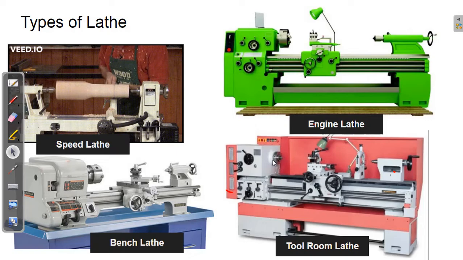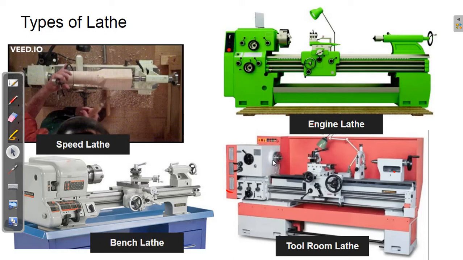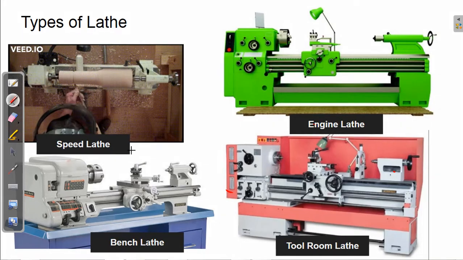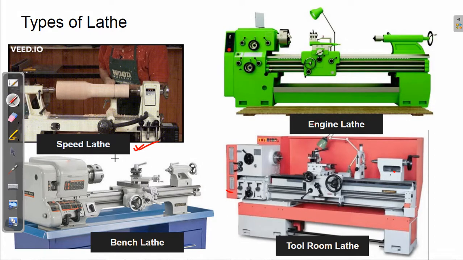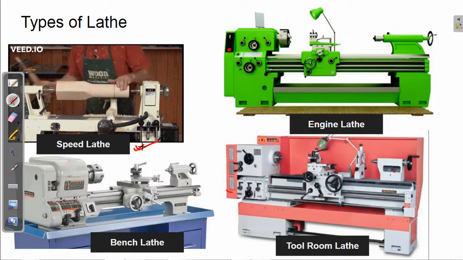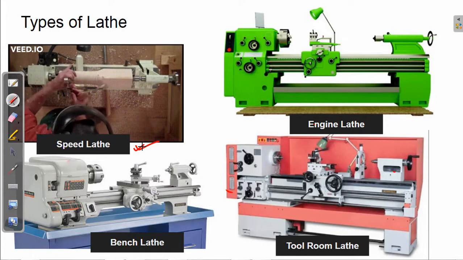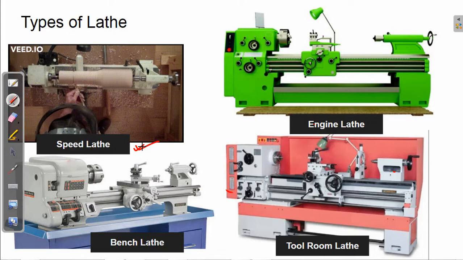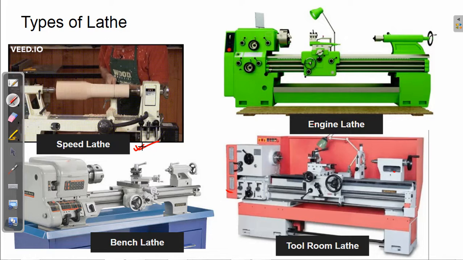Now coming to the next topic, which is the different types of lathe. Lathes can be of different kinds. Here in the first picture you can see it's a speed lathe. From the construction point of view, it's very simple, and there is no gear mechanism by which you can reduce the speed of the lathe. So it's almost operating at the same speed as that of the motor. That is why it's operating at a very high speed, and that's why it's called the speed lathe.